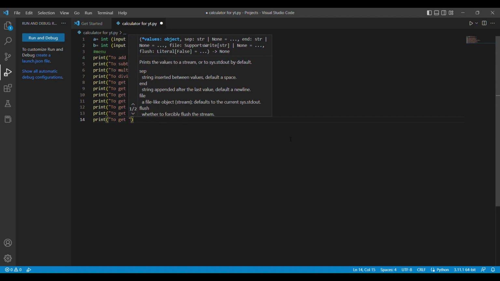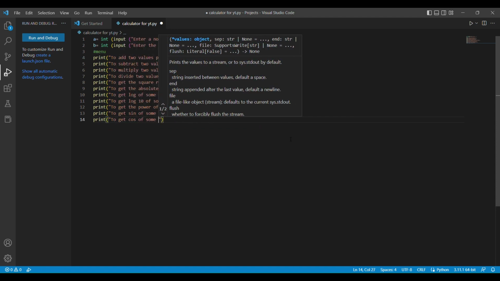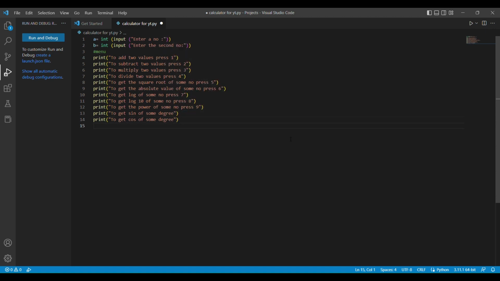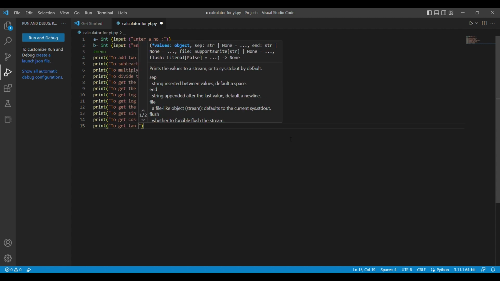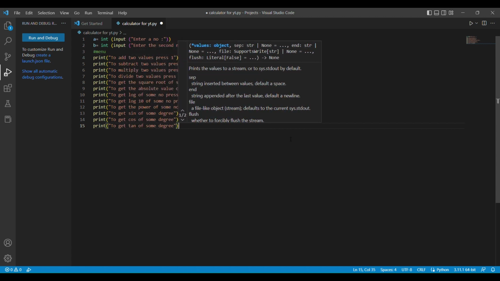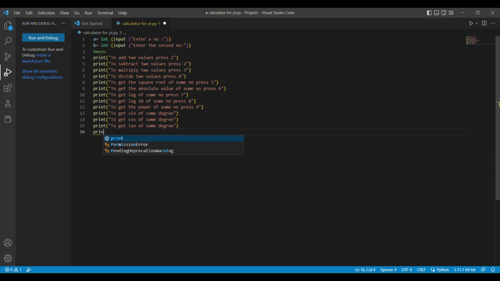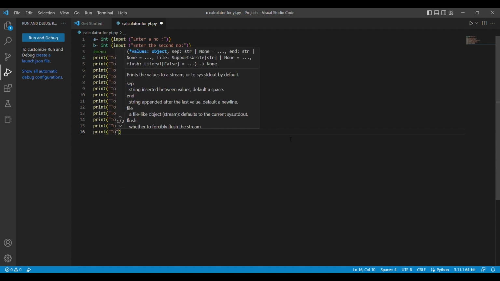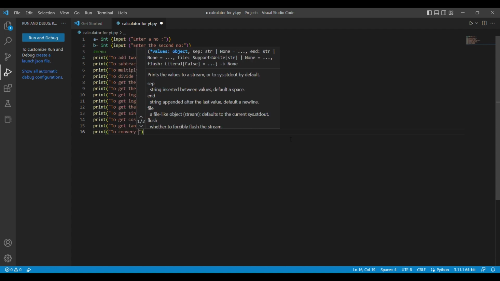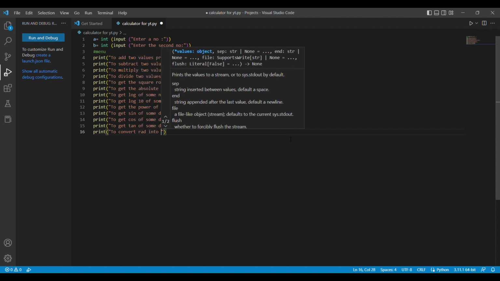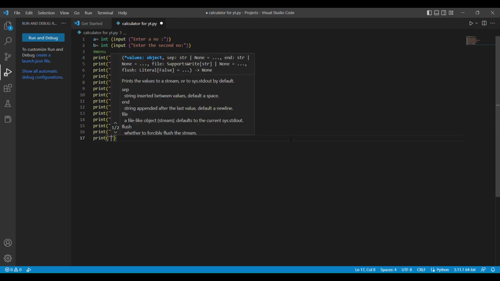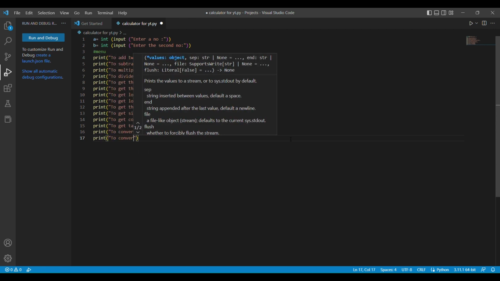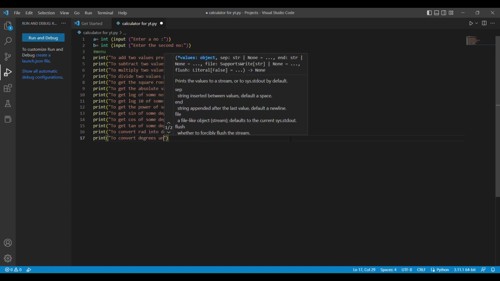Print to get the cos of some degree. Print to get the tan of some degree. Then print to convert radians into degrees. Print to convert degrees into radians.